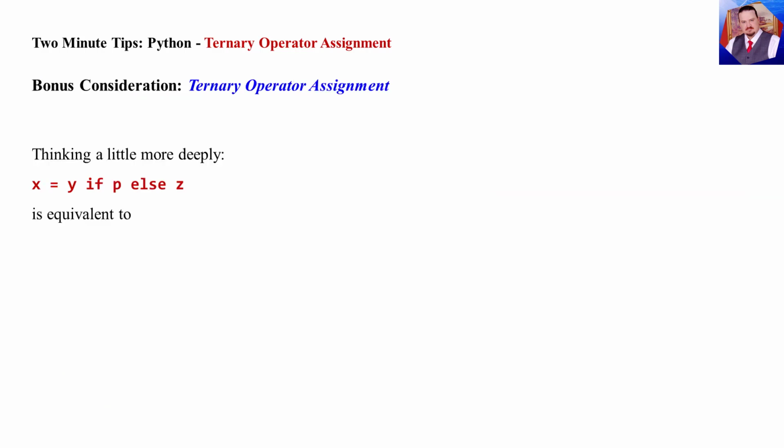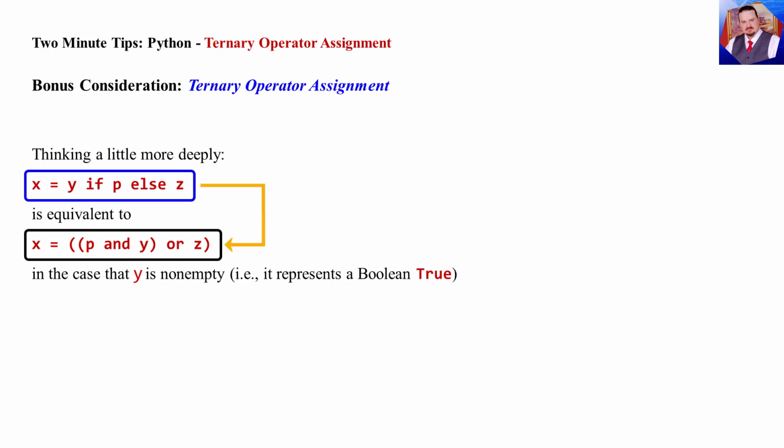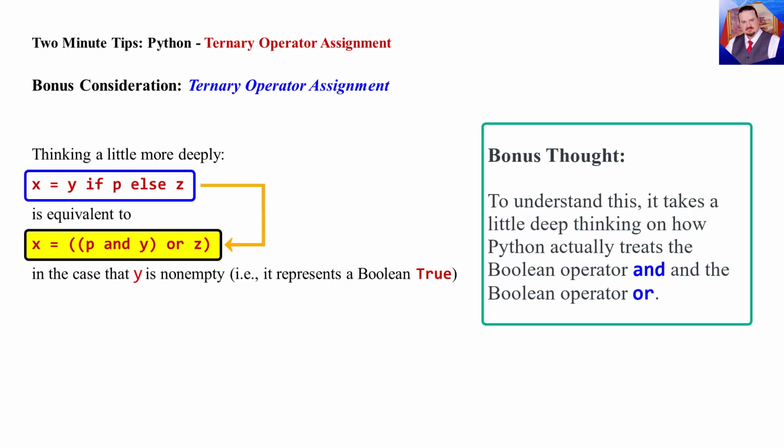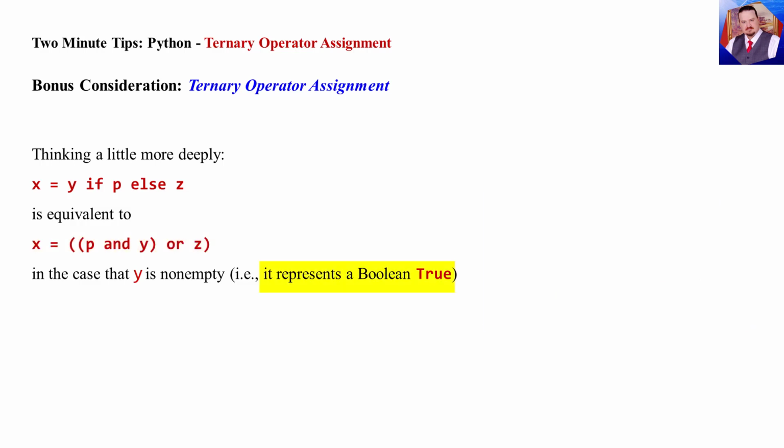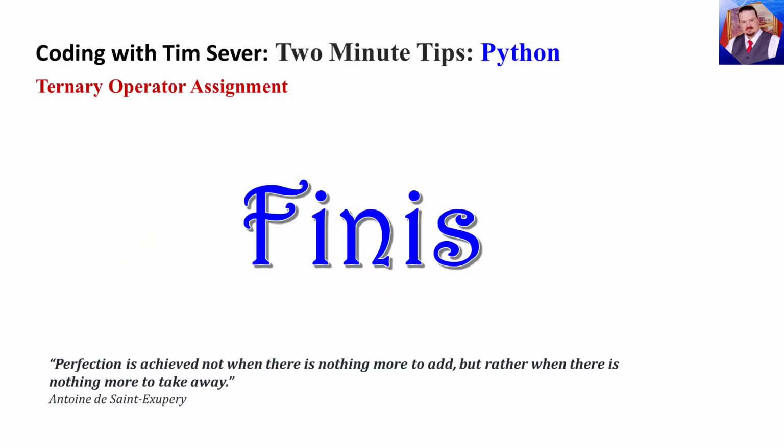Finally, as a bonus for our advanced viewers, our conditional expression is equivalent to the following: expression and assignment. But you have to be careful. In this pure Boolean expression and subsequent assignment, we have to be able to assume that y is true. This will be the subject of a bonus video in this series.